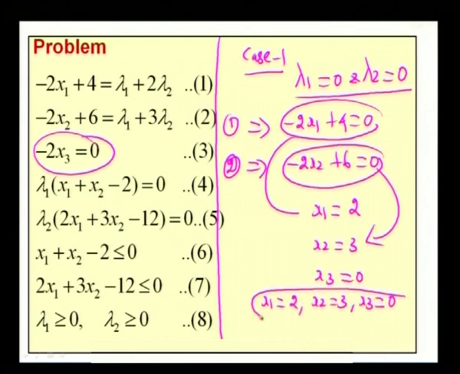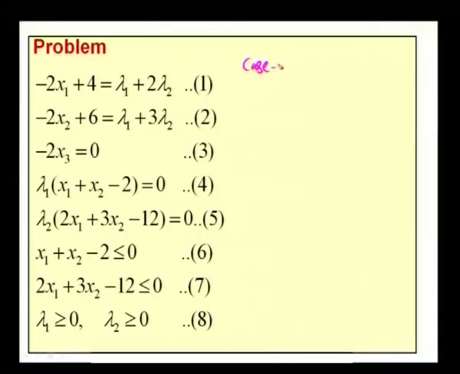Now, with these values of x1 and x2, what happens to equation 6? We will just check it. x1 equal to 2, x2 equal to 3, 2 plus 3 is 5, minus 2 gives 3, so 3 less than or equal to 0, which is not satisfied. So, with these values of x1, x2, x3, equation 6 is not satisfied. Therefore, this cannot be a solution to the given nonlinear programming problem. We should omit this case.